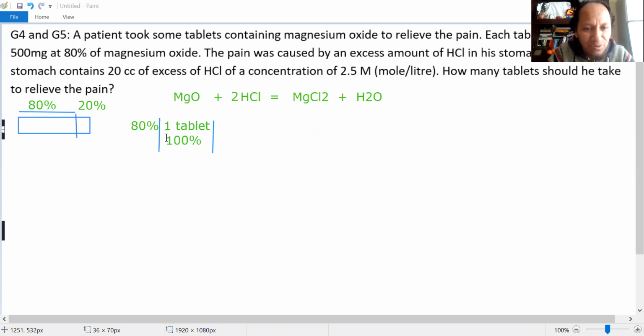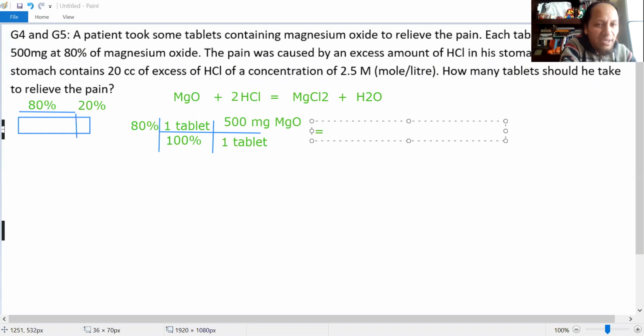I am going to continue with one tablet. I'm missing this one. And also, you know that one tablet says it has 500 milligrams, right? 500 milligrams of MgO, okay? You put that equals, and you're going to find something really interesting. It's like multiplying times 0.8. But anyway, 80 times 500 divided by 100 is 400 milligrams. Milligrams of MgO.